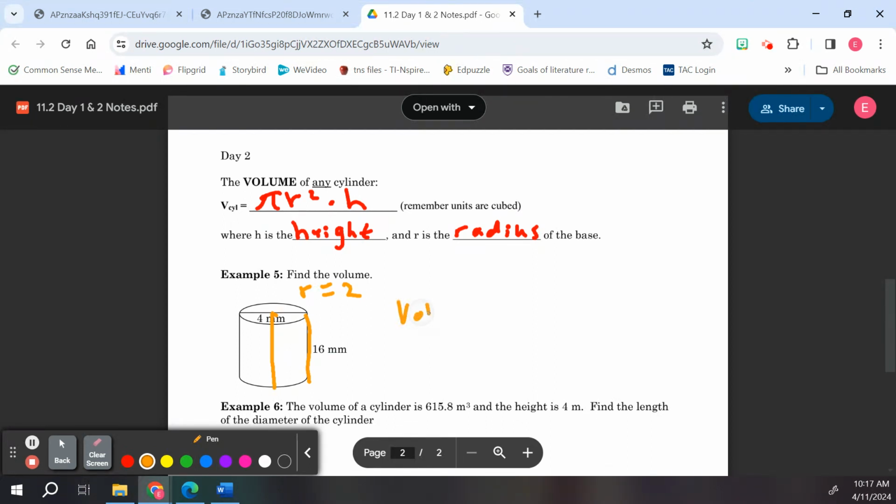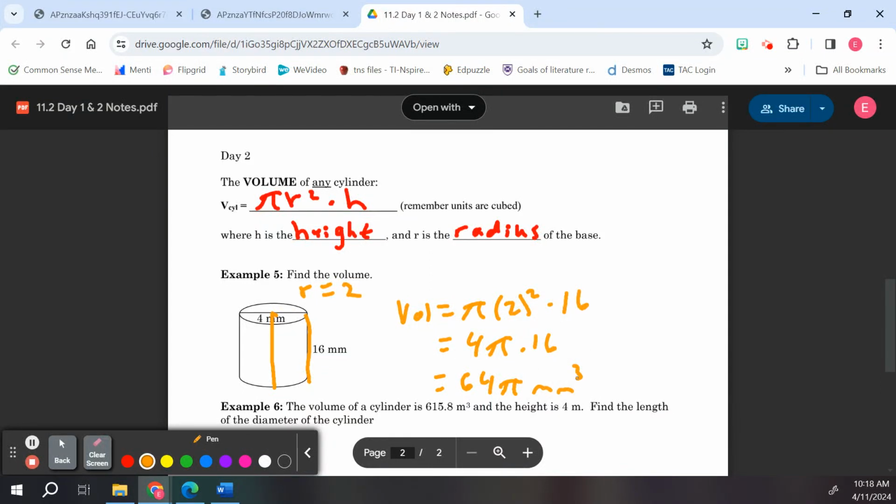So the volume is going to equal pi times 2 squared times 16. This leaves me with 4 pi times 16. 4 times 16 leaves me with 64 pi. This would be millimeters cubed.